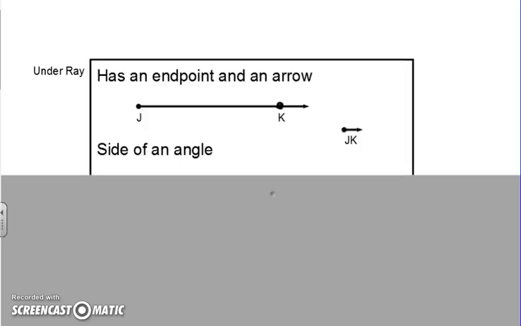All right, so when you have your first tab, ray, underneath, I want you to lift that tab up, and underneath the tab ray, this is what I want you to draw. Hopefully you already know what a ray is, right? Not really, but it has an end point, and it has an arrow. Probably middle school. But it's the side of an angle, and that's what makes it important. A ray is nothing more than the side of an angle.